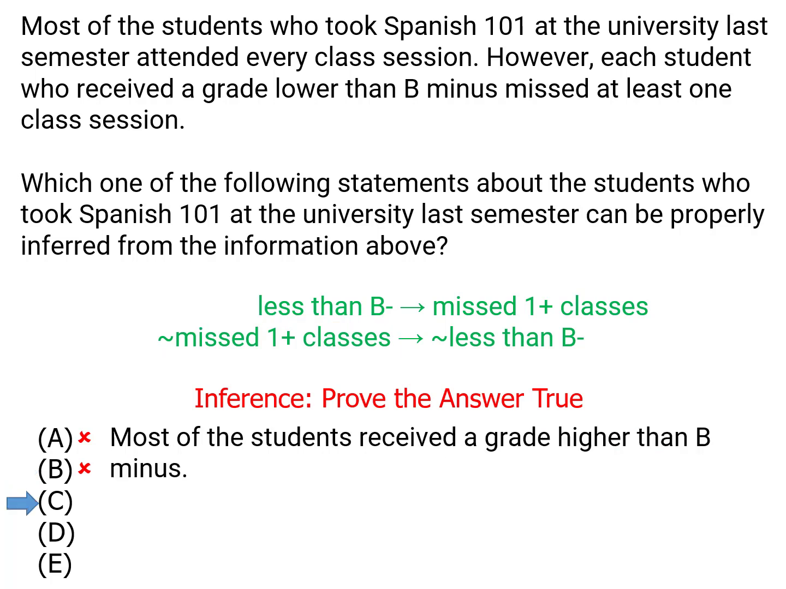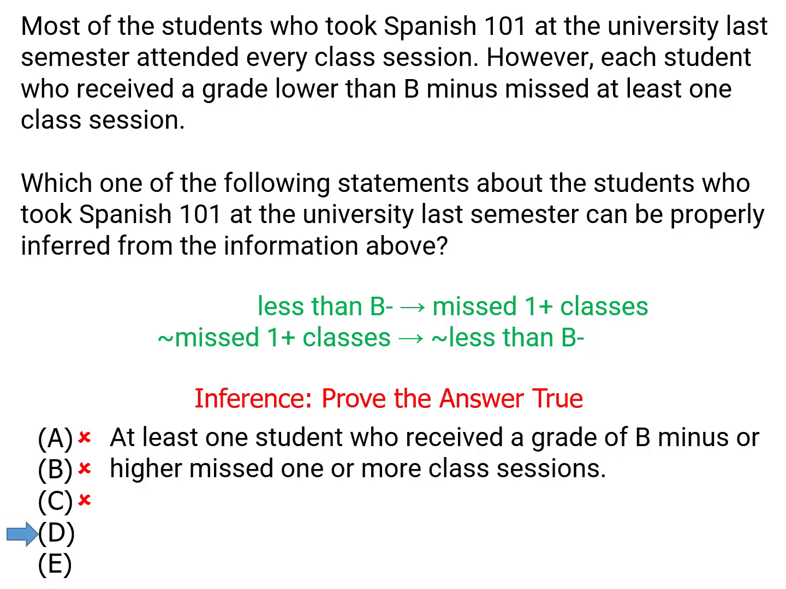So answer choice C then. Most of the students received a grade higher than B-. Now this is the clever trick. We know that those people didn't get less than a B-. That doesn't mean that they got higher than a B-, because a B- is also not less than a B-. So we know that they got a B- or higher, not that they got higher than a B-. And yeah, that is kind of an unfair trick, but that is what makes answer choice C wrong. It's so close to what we wanted, but not quite there.